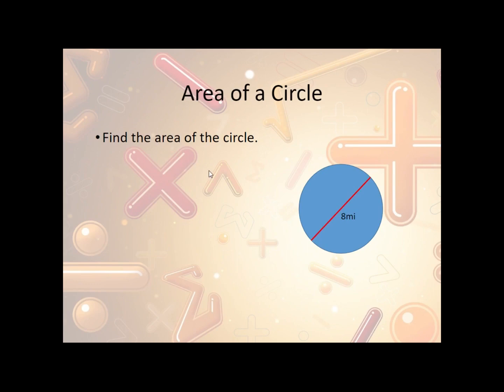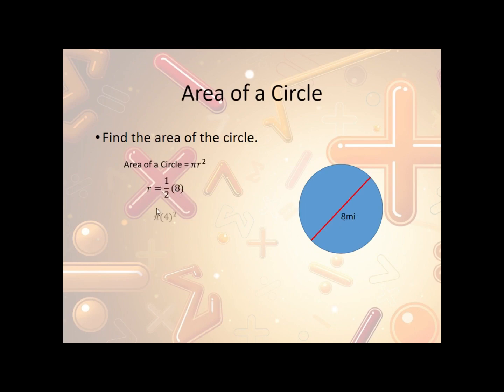Now for this one, again, we're going to find the area, which is pi r squared, but they didn't give us the radius. They only gave us the diameter. Well, we should notice that the diameter is twice as long as the radius. So if we cut this in half, we can get the radius. So half of 8 is 4.